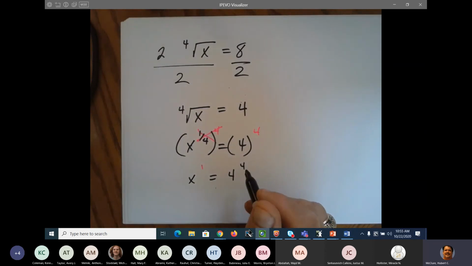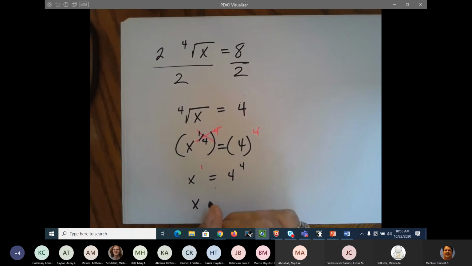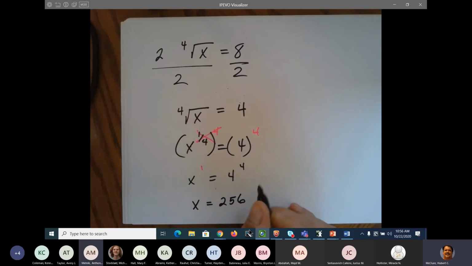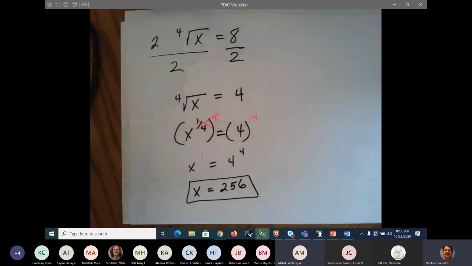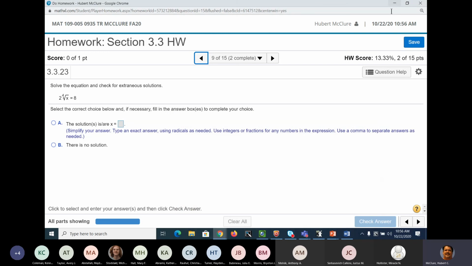I think that's 64, is it not? No. 264, so what is it? 2 something, what is it? What's 4 raised to the 4th power? 256? Is it 256? It's 256. Yeah. Okay. 256.